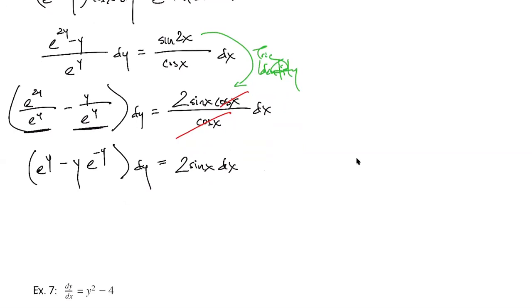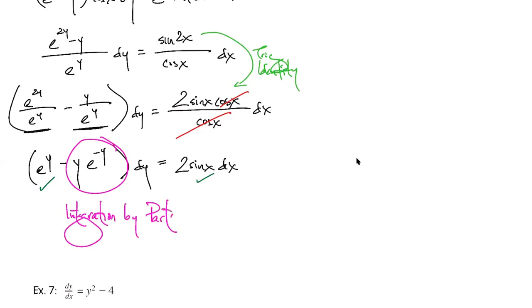Now, this we know the integral of. E to the y, we're good. Integral of 2 sine x, we're good. How do we integrate y e to the negative y? Parts. Integration by parts. Yeah, this we're going to need integration by parts. Okay.